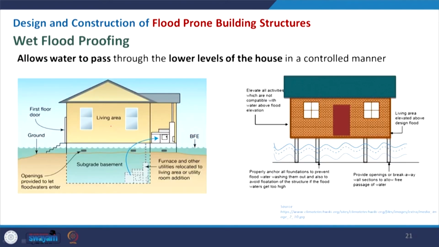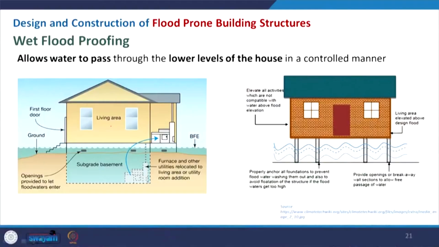Now, coming to wet flood proofing. In this case we accept that there is a flow of water, and if that flow is not disturbed, it will not disturb us either. So, the concept is to allow water to pass on. That is why it is called wet proofing. Here you do not need to make any plinth as such. You make a stilted structure with a good height considered with respect to the base flood elevation, and then allow water to pass on.